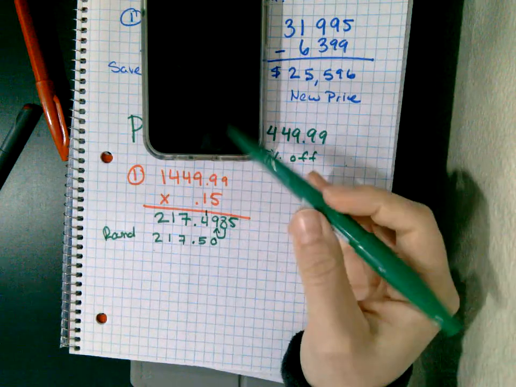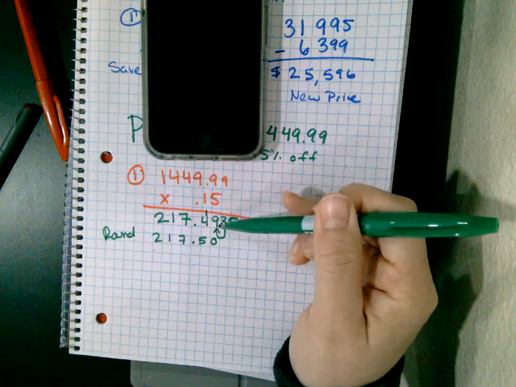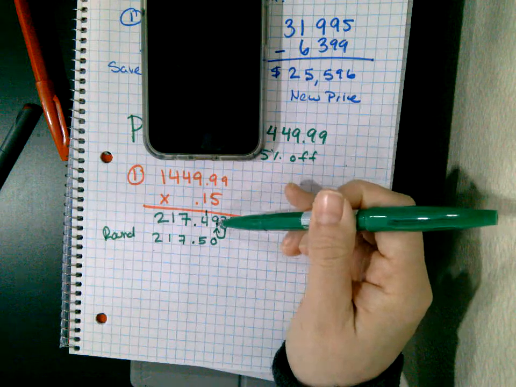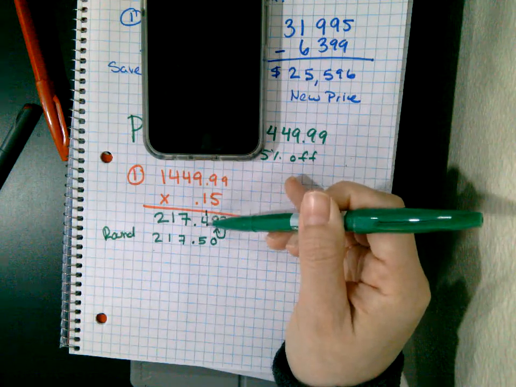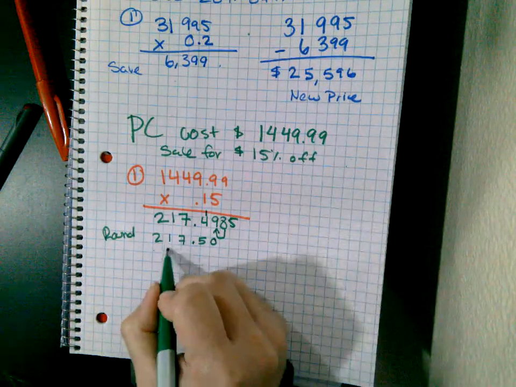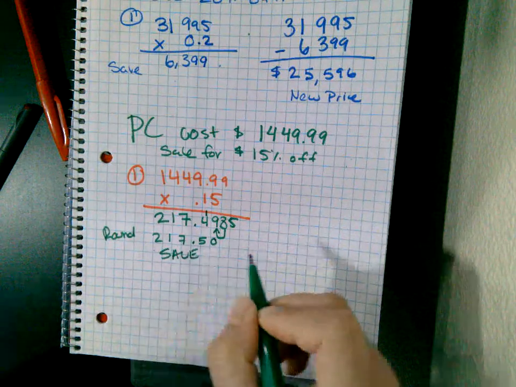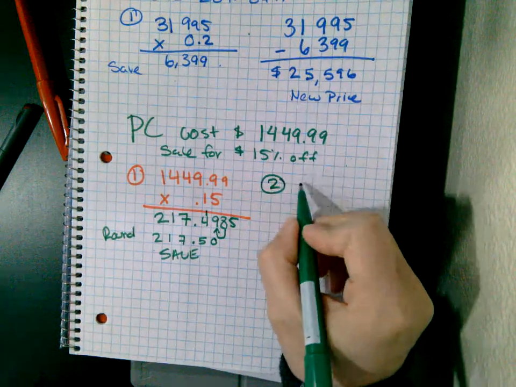Okay, so when you have a problem, you end up with a bunch of numbers after the penny. Well, we got to round to the nearest penny. So the 8 told the 9 to go up, which becomes a 10, but we have to carry the 1. So this is how much you're going to save. So I'm going to save $217.50. Fantastic.